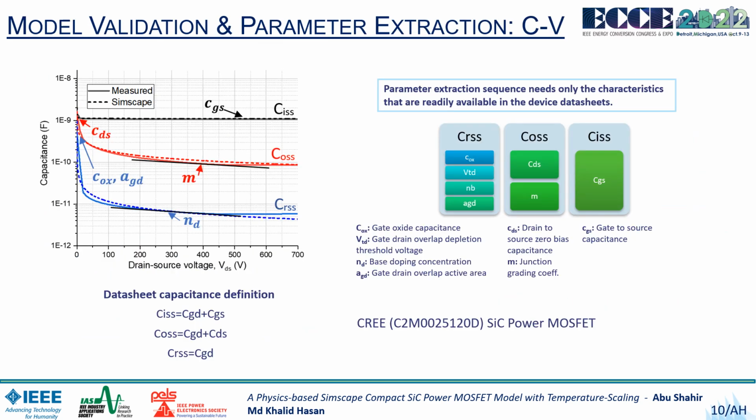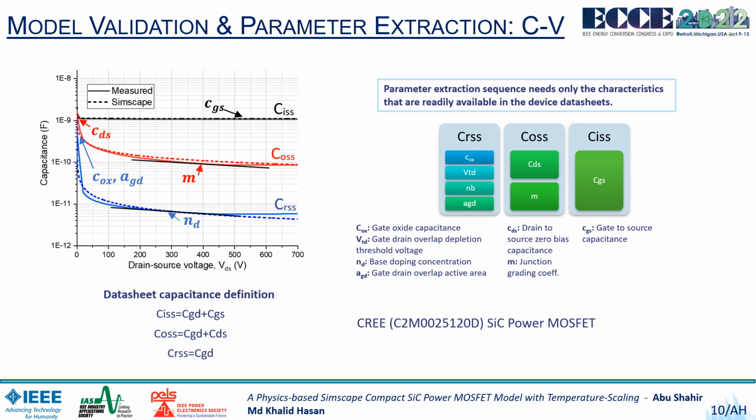The figure shows a comparison between Simscape and measured data for different CV curves: CISS, COSS, and CRSS. Good agreement between experimental and simulated data has been noticed here in the capacitance versus voltage characteristics. A datasheet-driven approach is adopted here to extract the relevant parameters. Also, the parameters for off-the-shelf devices can be extracted with these methods.